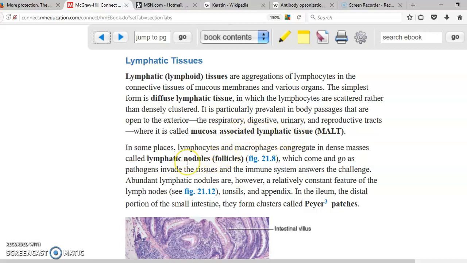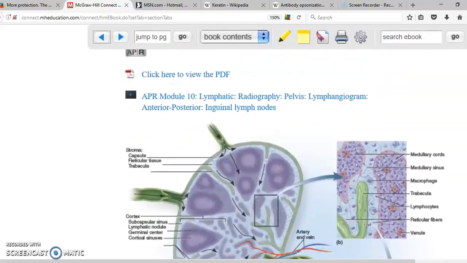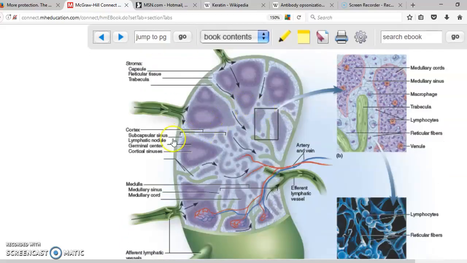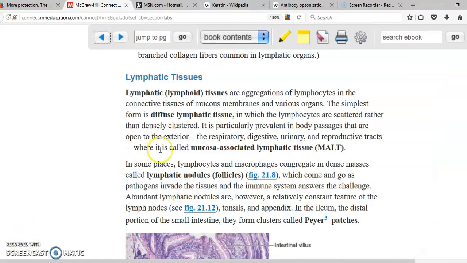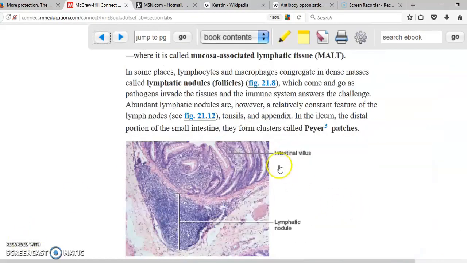Lymphatic nodules are more specific. They are more set, right? And they are going to be found, for example, in lymph nodes. You also find them associated in the small intestine, and they are called Peyer's patches. If we scroll down, you can see right here, it says lymphatic nodule. So if we scroll back up, the intestine is right here, since this is the tube, and right here you have a lymphatic nodule. In this case, this is going to be the Peyer's patches.